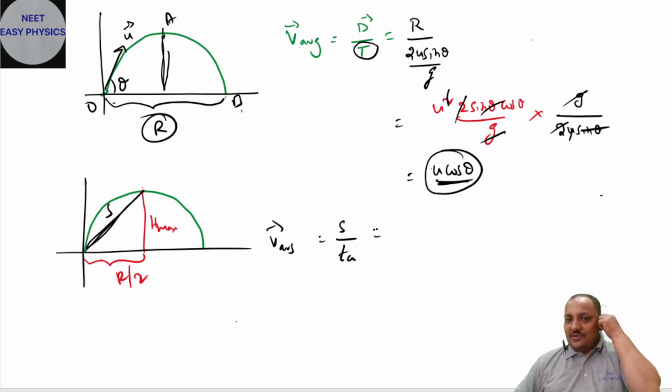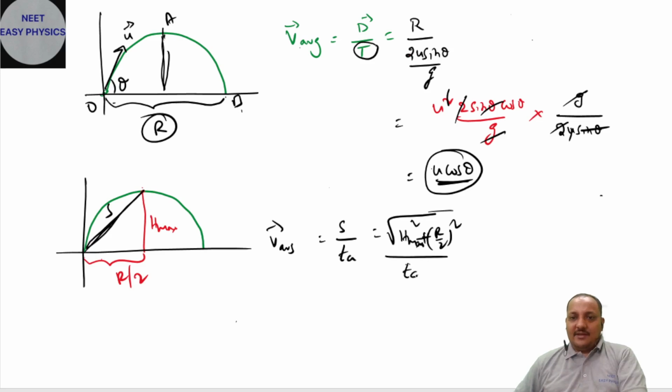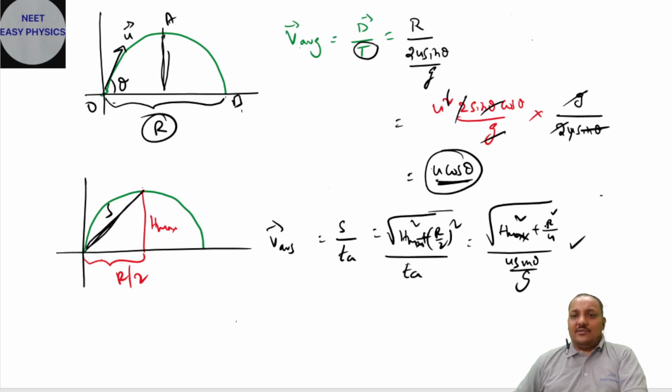Total time is now the time of ascent. Now what is the displacement according to the Pythagoras theorem? Root of h maximum square plus R by 2 whole square, divided by T A. That is the root of h maximum square plus R square by 4, divided by u sin theta. So substitute and calculate, you are going to get the answer.